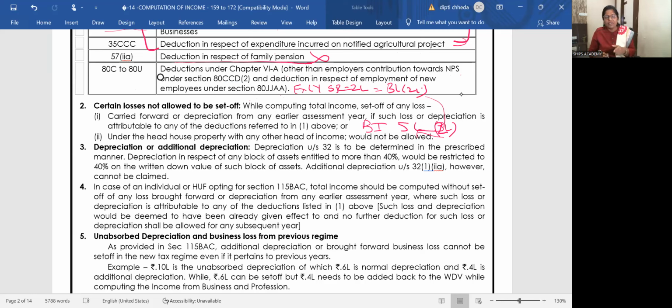Can you set off? If you are going for 115BAC, the answer is no. Answer is no. Last year scientific research was 2 lakh, could not set off, business loss 2 lakhs. You are bringing it in next year. This is last year, LY, and this year, the answer is no, you cannot set off. Write it in your way, whatever way you want to write. I'm waiting for all of you.